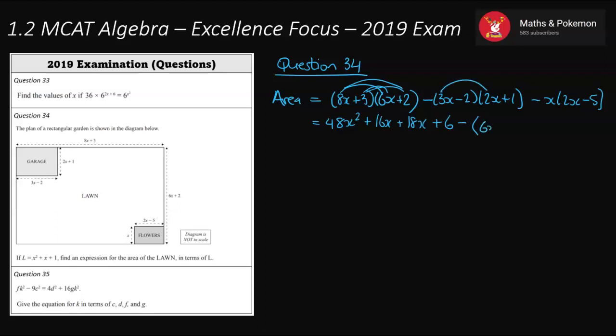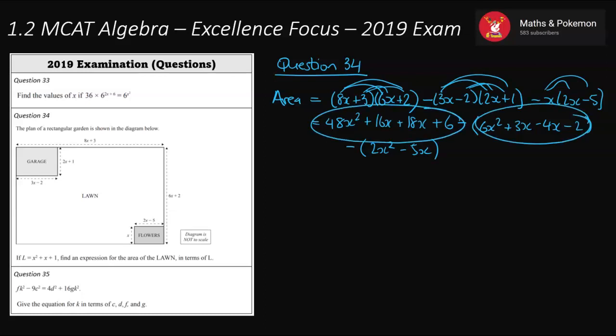So we've got minus 6x squared plus 3x minus 4x minus 2. And then we're going to do the rest of that. So we're going to minus, this one's a bit easier to expand, 2x squared. And then we've got plus 5x. Oh no, sorry, we're minusing that 5x, I think. So we're going to ignore the minus sign there. 5x. Okay, pretty messy.